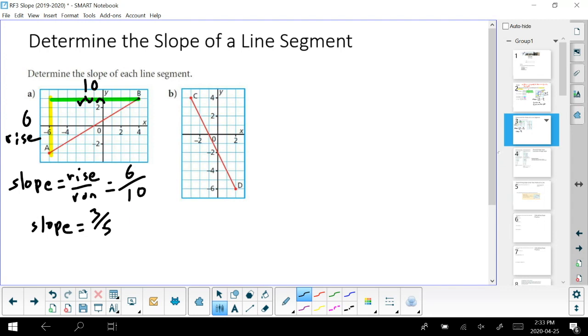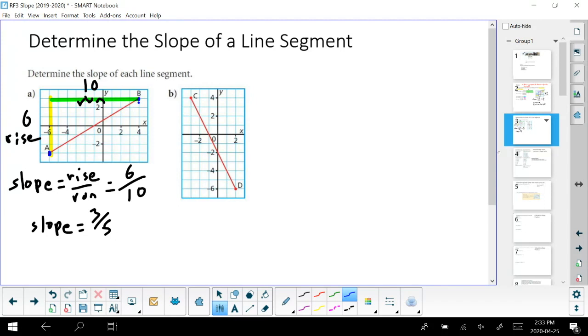Now, how does this help us out? Well, if we're starting back at A, and we know that your slope is 3 over 5, what this helps us do is find another point on the line, and we're going to look for what we call a lattice point, which is a point at the intersection of 2 grid lines. So points A and B are already lattice points because you can see that they're at the intersection of 2 grid lines. So we're going to look for another one here.